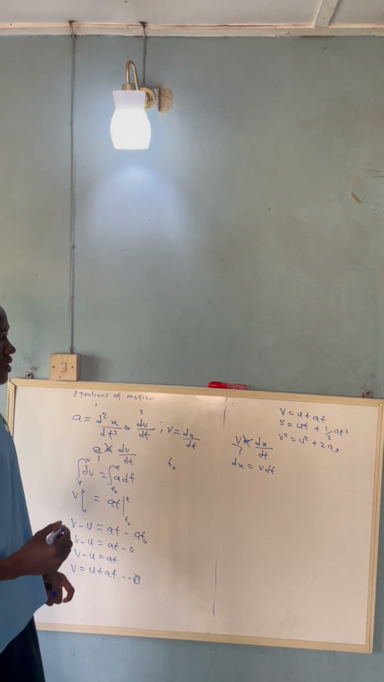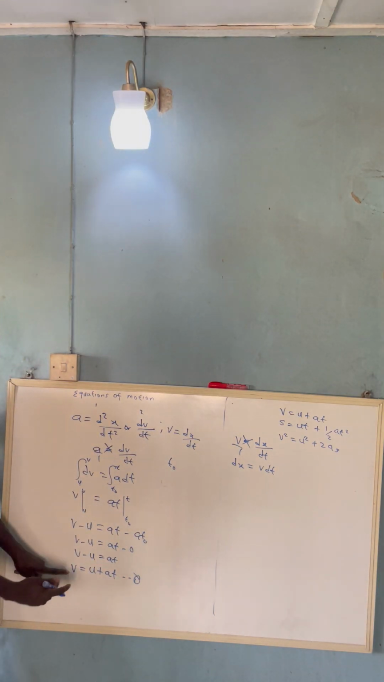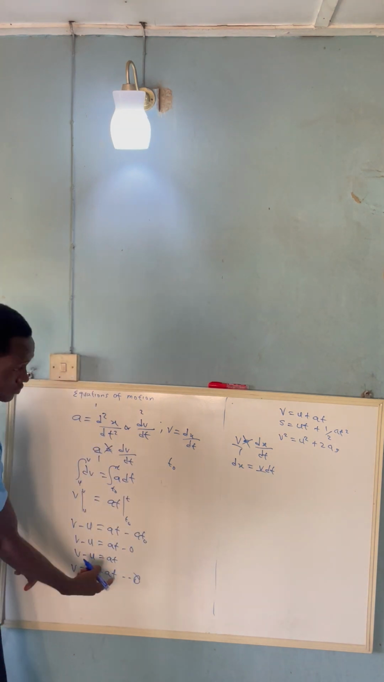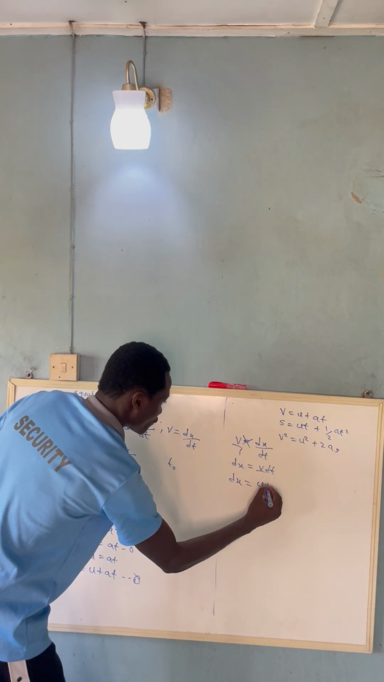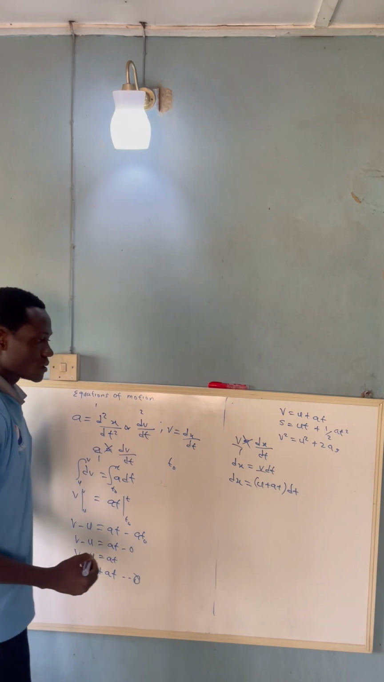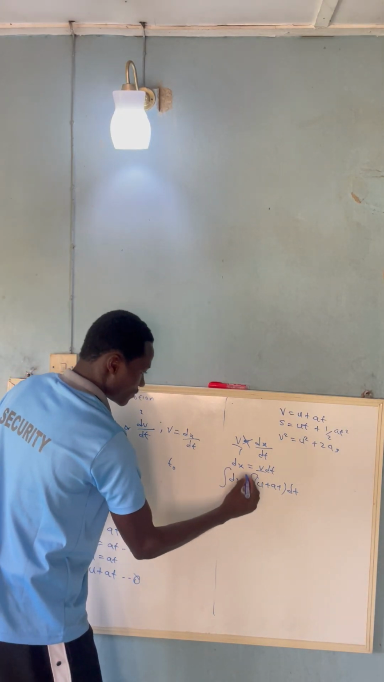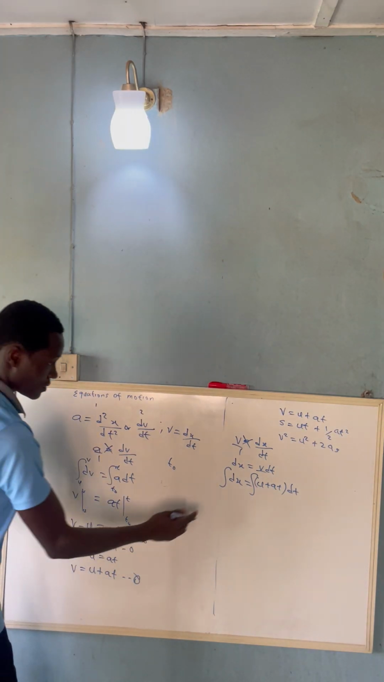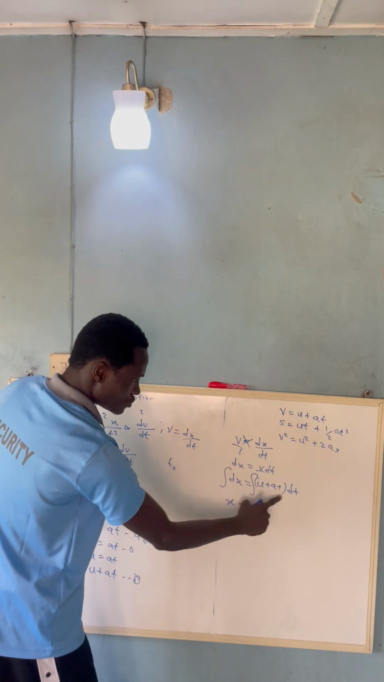The next thing we are going to do here is that we are going to replace our value of v with what we got initially. What is v? u plus at. So I'm going to replace this v with u plus at. So my equation becomes dx is equal to u plus at, then dt. Now we can integrate both sides. We integrate this side, also integrate this side. So if I integrate dx, we are going to have x. Integral of dx is going to give us x, which is equal to, integrate u with respect to t.